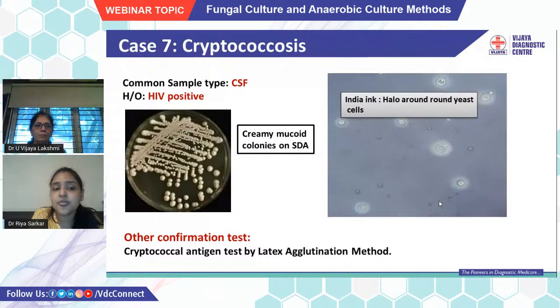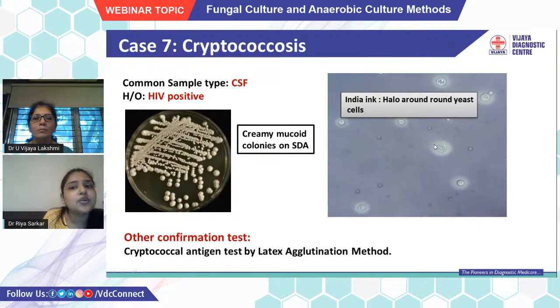positive patients. In SDA, we generally get mucoid colonies. On gram stain, gram positive yeast cells are seen, and here we do not perform an LPCB, rather we perform a specific stain for Cryptococcus, that is a negative stain, India ink. What do we see in our India ink? As you can see, a clear halo around the yeast cells.